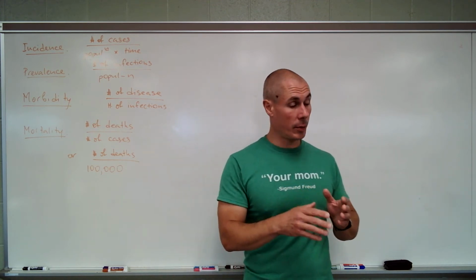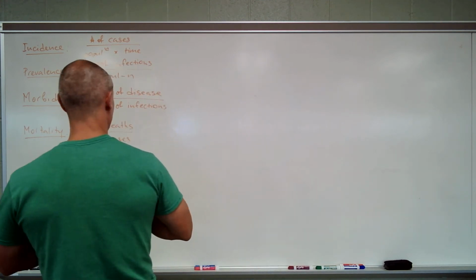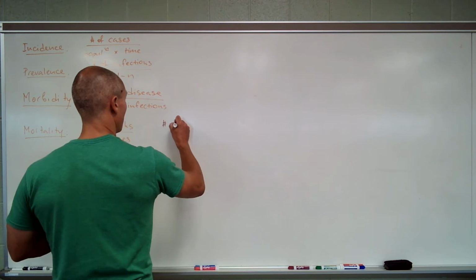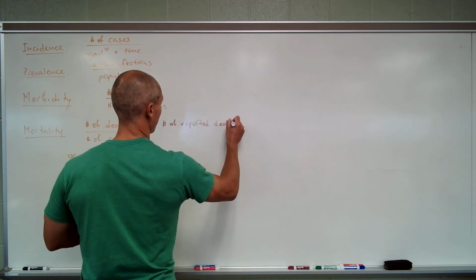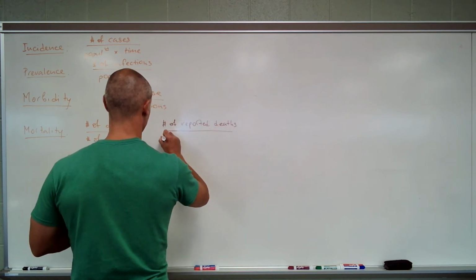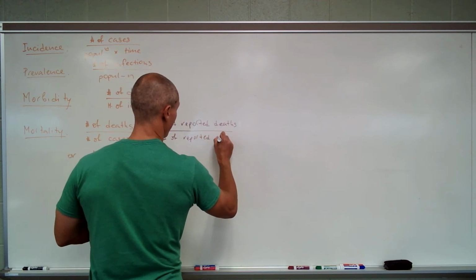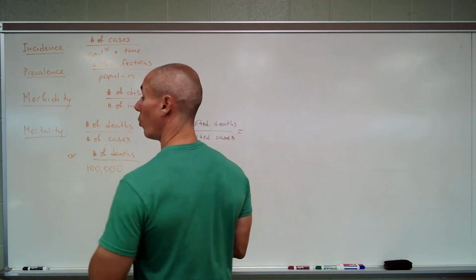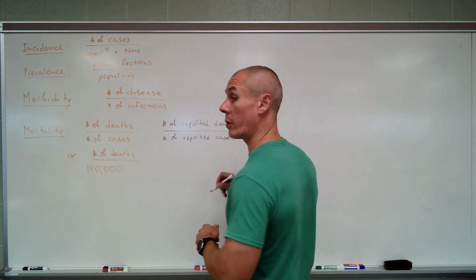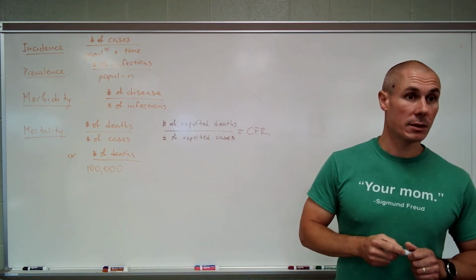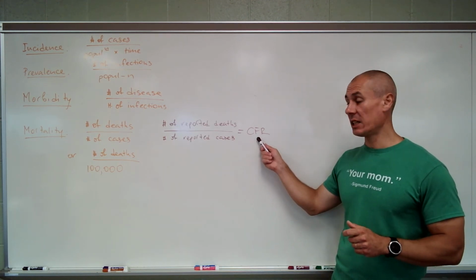Now, the number that they report is slightly different from this. It will be number of reported deaths over number of reported cases, which is referred to as CFR, case fatality ratio. Does that make sense? What does that stand for? Case fatality ratio.